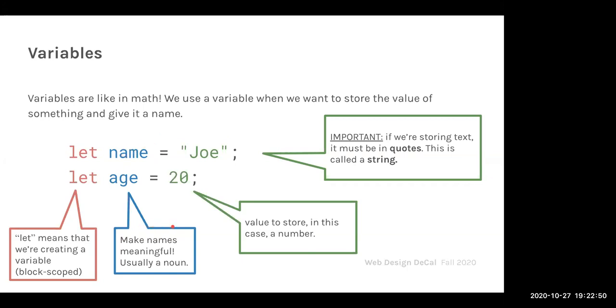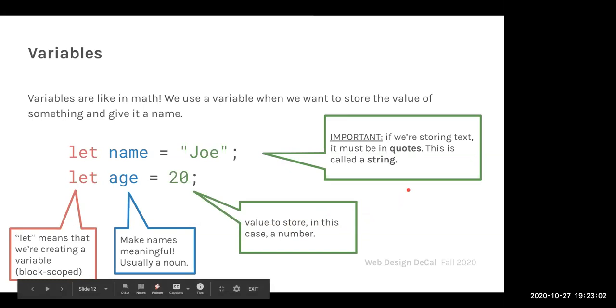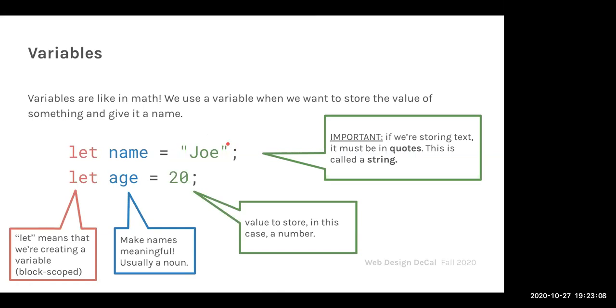Typically, you would want to make the variable names meaningful. So in this case, as you can see, we're using name for Joe and age for 20, and then use the value to store that. And remember that if we want to use a string, which is basically just any text, you'll want to put quotation marks around the text. And if we're just doing a number, then we'll be fine just putting a number by itself. If we wanted to combine both text and a number, for example, Joe 1, we would have to use a string because the Joe portion would not be a number.